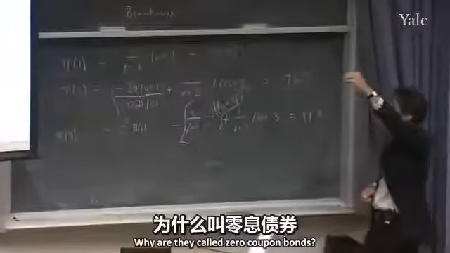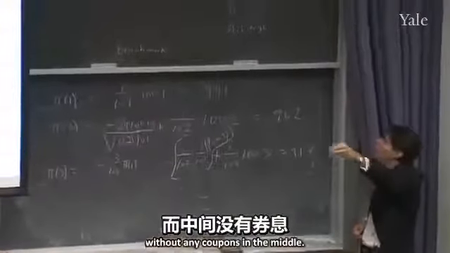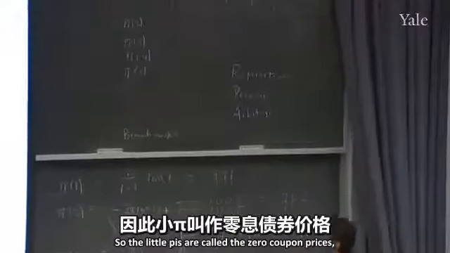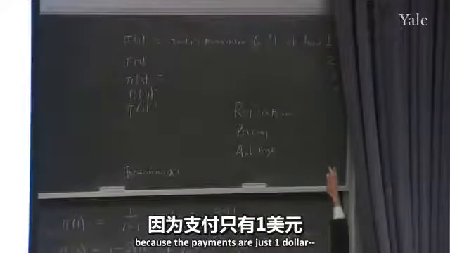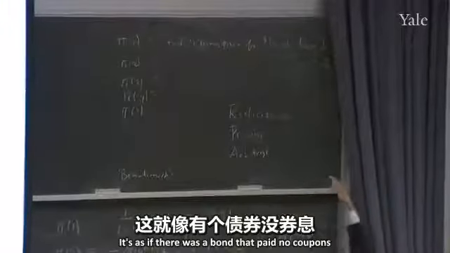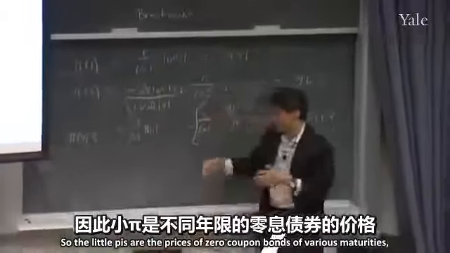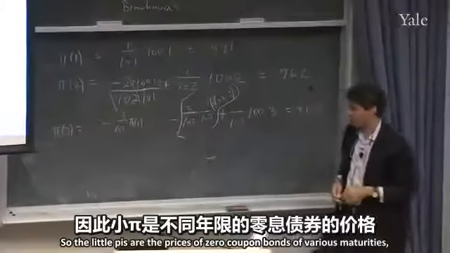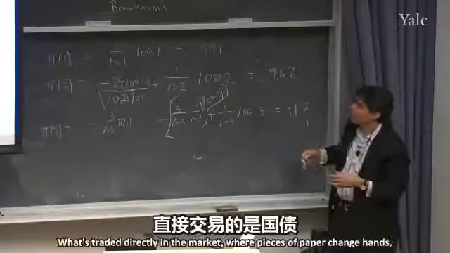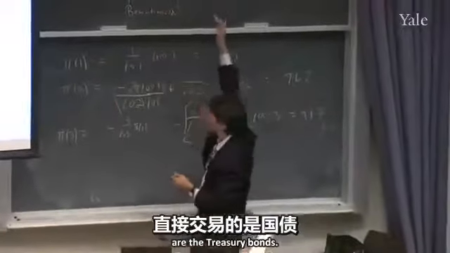Why are they called zero coupon bonds? Because it's like you just get principal at the end of $1 without any coupons in the middle. So the little pi's are called the zero coupon prices because the payments are just $1. Pi 3 is the price of $1 at time 3. It's as if there was a bond that paid no coupons and paid $1 of principal at time 3. So the little pi's are the prices of zero coupon bonds of various maturities. And those aren't really traded directly in the market. What's traded directly in the market, where pieces of paper change hands, are the treasury bonds.